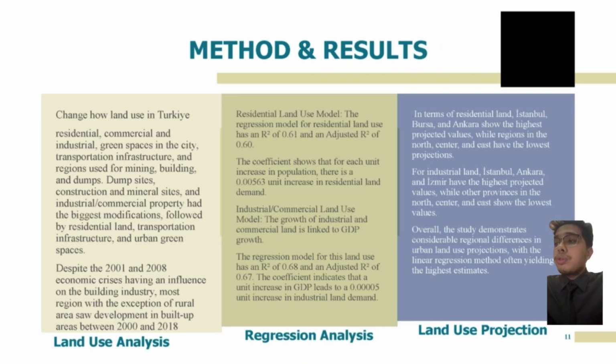Lastly, for the land use projection, in terms of residential land, Istanbul, Bursa, and Ankara show the highest projected value, while regions in the north, center, and east have the lowest projection. For industrial land, Istanbul, Ankara, and Izmir have the highest projected value, while the provinces in the north, center, and the east show the lowest value. Overall, the study demonstrates considerable regional differences in urban land use projection, with the linear regression method often yielding the highest estimate.